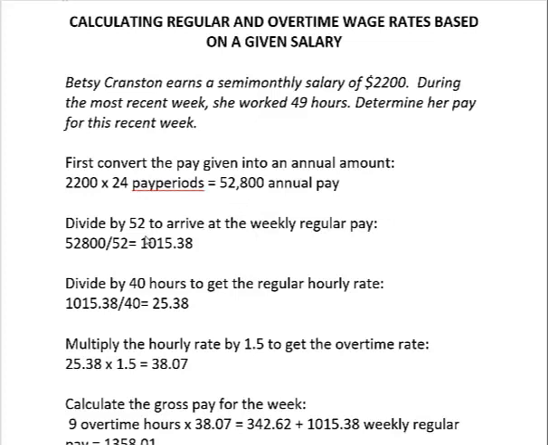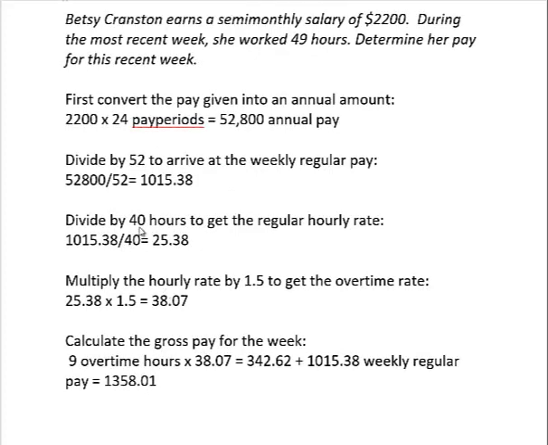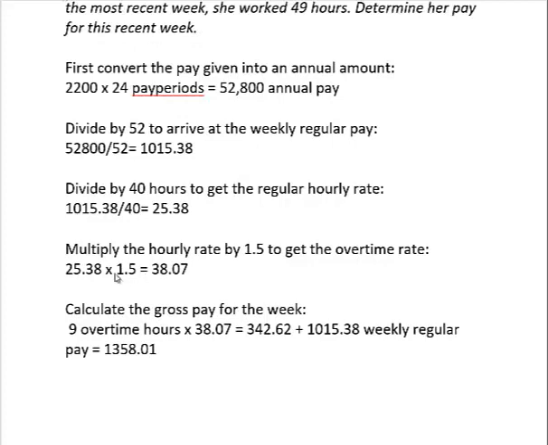We're going to divide that by 52 to get her weekly regular pay. So if she's being paid for the week, she would make $1,015.38. That's her annual pay divided by 52 weeks in a year. We're going to take her weekly pay and divide that by 40 hours. So her hourly regular rate comes up to be $25.38 per hour.